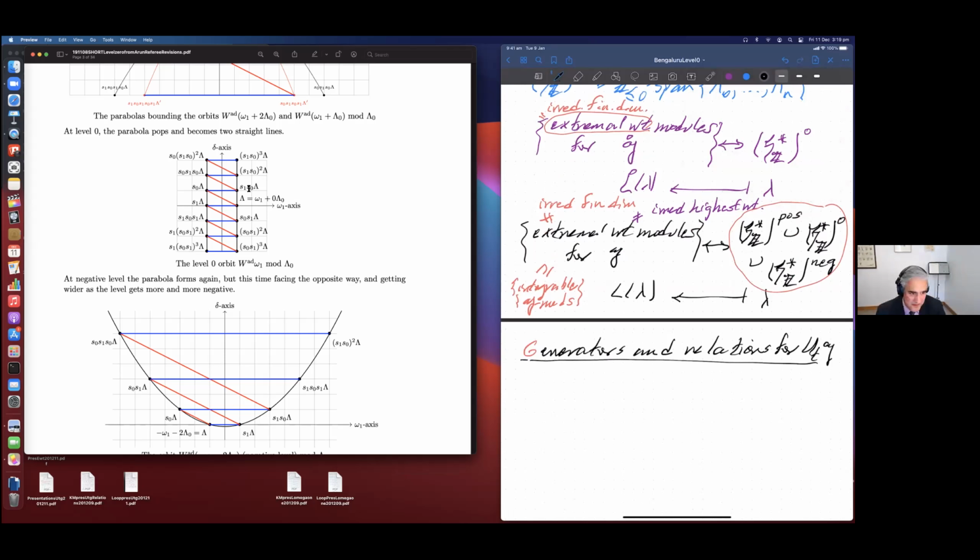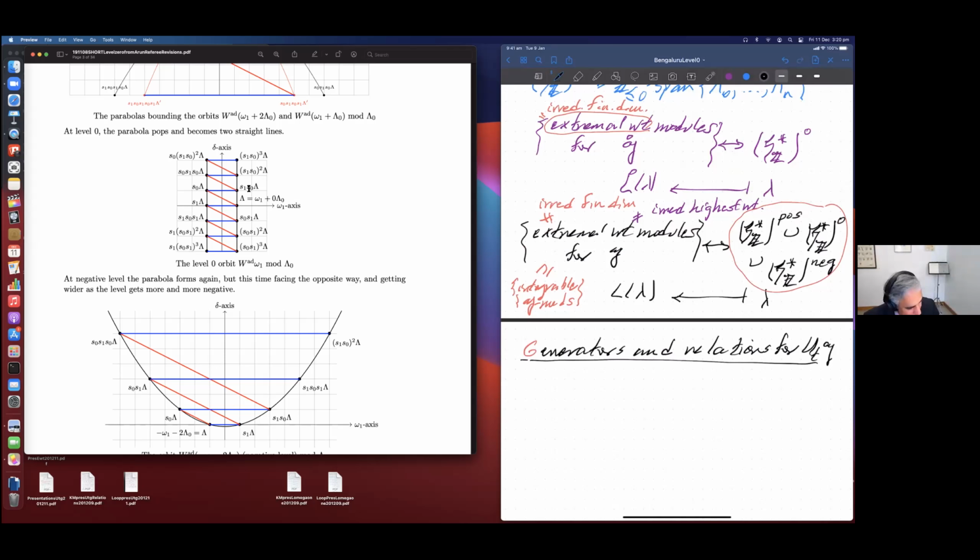Yes, they're characterized as the extremal weight modules. But I haven't defined that yet. These are the universal modules which are generated by extremal weights. I'll explain a little bit better. You have to read Kashiwara, but I will explain a bit better.